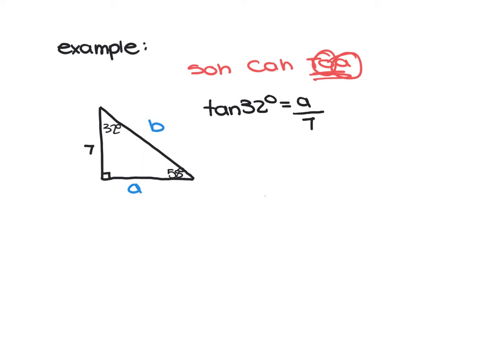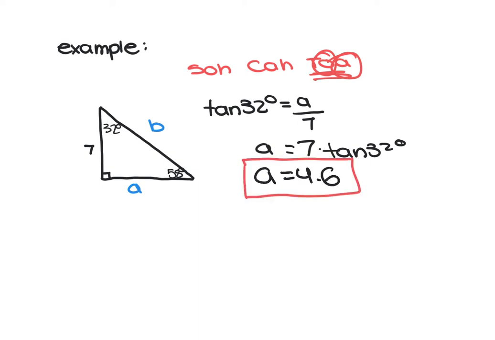Setting up this equation, we can now see that we could multiply 7 by tangent 32 degrees, which will give us the value of A. If we multiply 7 by tan 32, we are given a decimal that can round up to A is equal to 4.6. Now that we have solved for side length A, we could go ahead and substitute that right here.